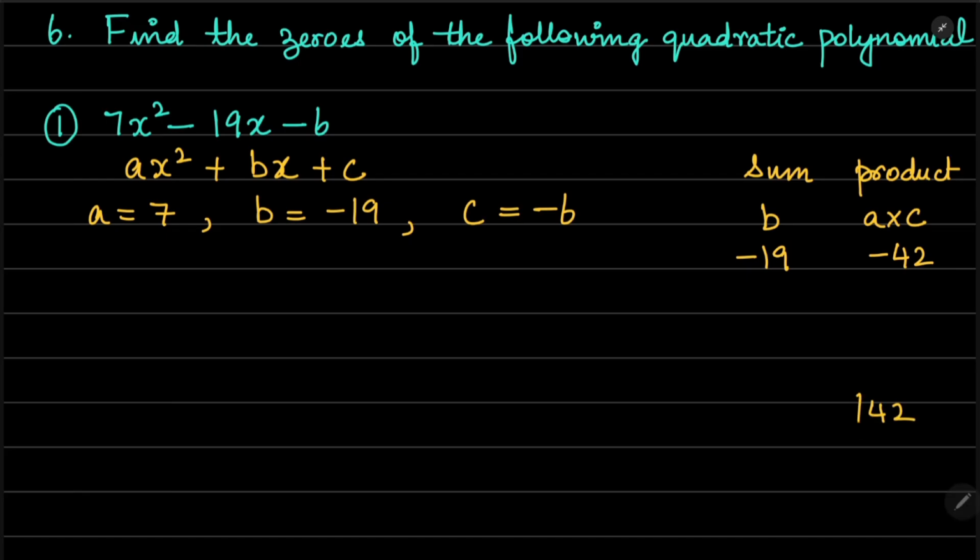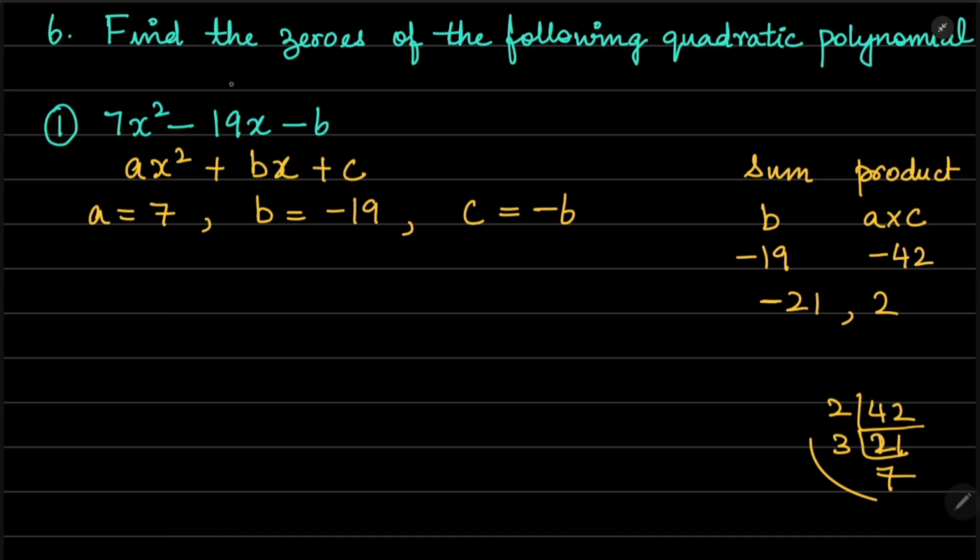So for 42, do the prime factorization. 2 2s are 4, 2 1s are 2, again 3 and 7. So 7 3s are 21 and 2. 21 comma 2 could be a possibility if you put a negative sign here. Minus 21 multiplied by 2 gives minus 42, and minus 21 plus 2 gives minus 19. So now we can do the middle term splitting.